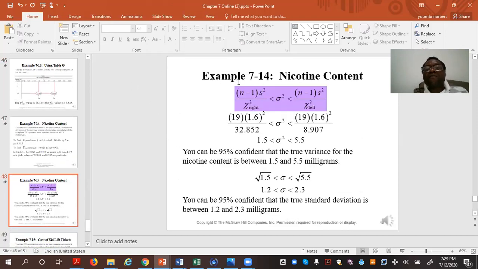So to find the confidence interval for variance, you need to know the chi-square right and chi-square left, the sample variance, and the degree of freedom, and then you will get the confidence interval for the variance. To have the confidence interval for standard deviation, you take the square root of the two numbers, and you have the confidence interval for the standard deviation.